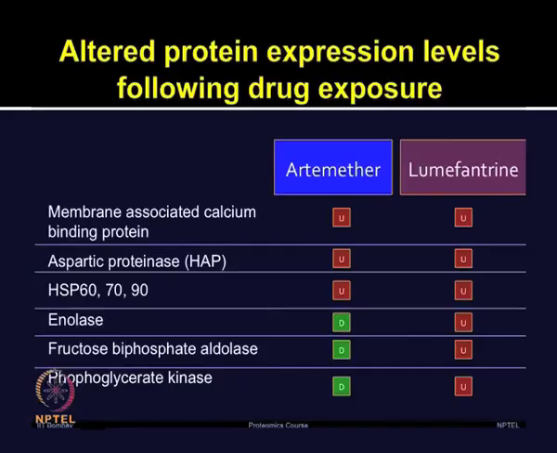There are certain proteins such as enolase, fructose bisphosphate aldolase and phosphoglycerate kinase. These proteins were down-regulated in artemether treatment and up-regulated in the lumefantrine treatment.